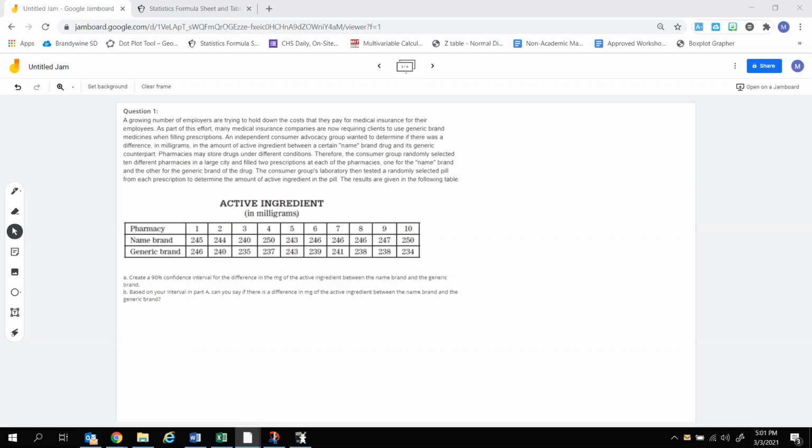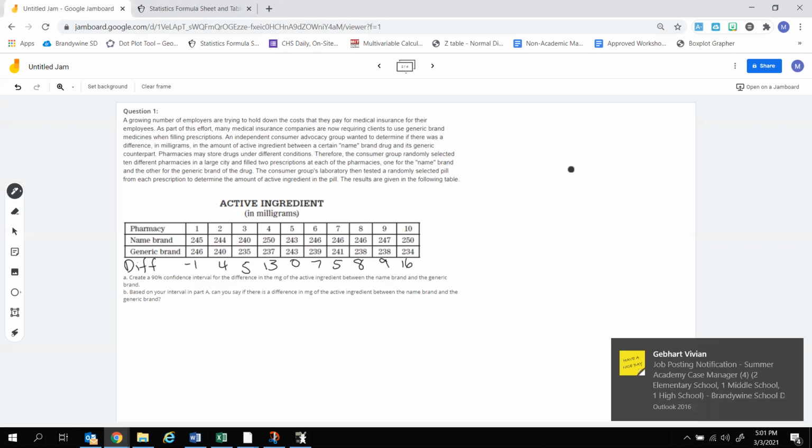So in our name brand category, there's pharmacy one, and pharmacy one is also located in the generic brand. So all of these are matched up. The first thing we have to do is get our differences. I'm going to do name brand minus generic brand because we want to see if name brand has more. So if I do name brand minus generic brand, we get -1, 4, 5, 13, 0, 7, 5, 8, 9, and 16. This is the data set that we're going to use throughout the course of this.